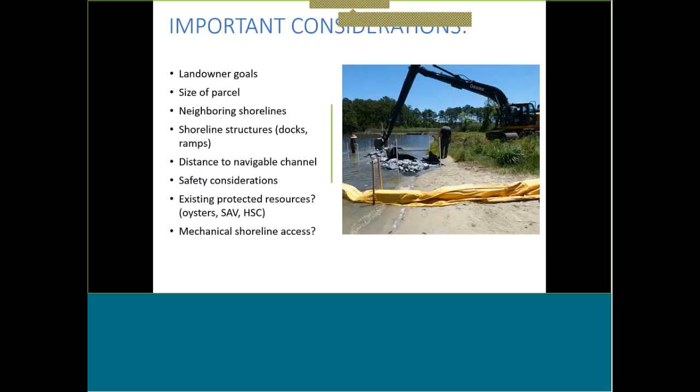Maybe you have a navigable channel that's nearby that you need to make sure that you account for, that you're not infringing into that navigable channel, and other safety considerations if you're putting offshore sills or wads or oyster castles, that you are marking them and thinking about boat access and normal boat traffic. And then, are there other existing protected resources? Maybe there are oysters, SAV, or horseshoe crabs that come in there that you need to account for when you design your project. And then is there going to need to be mechanical shoreline access?